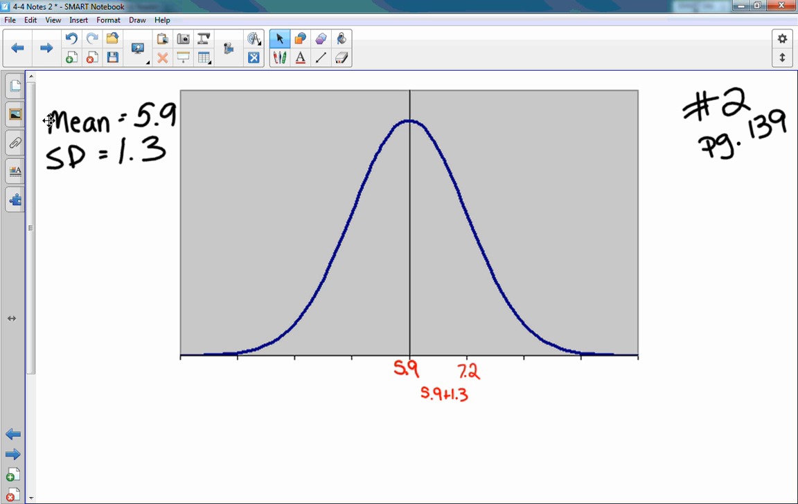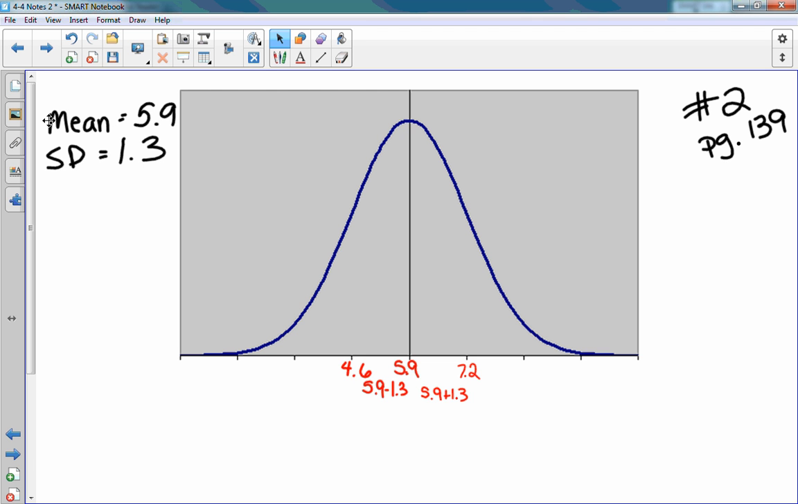Now, to go the other way, to the left, what do I have to do? Subtract. You're going to take 5.9 minus 1.3. What do you get? 4.6. Yeah, 4.6. Okay, smaller so I can fit them all. So I added a standard deviation and subtracted a standard deviation.